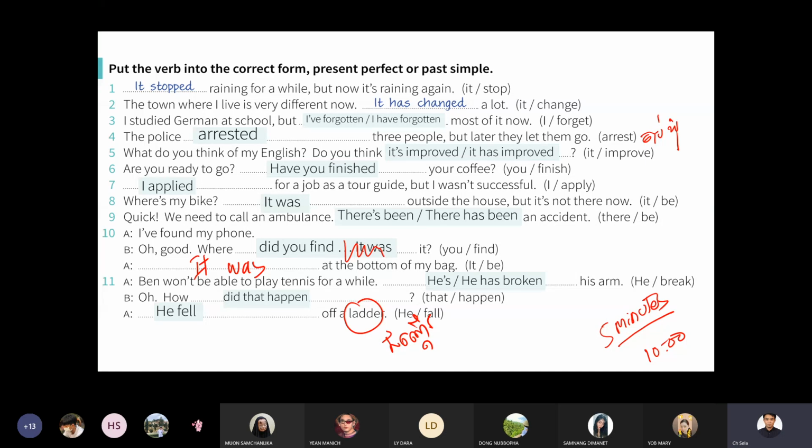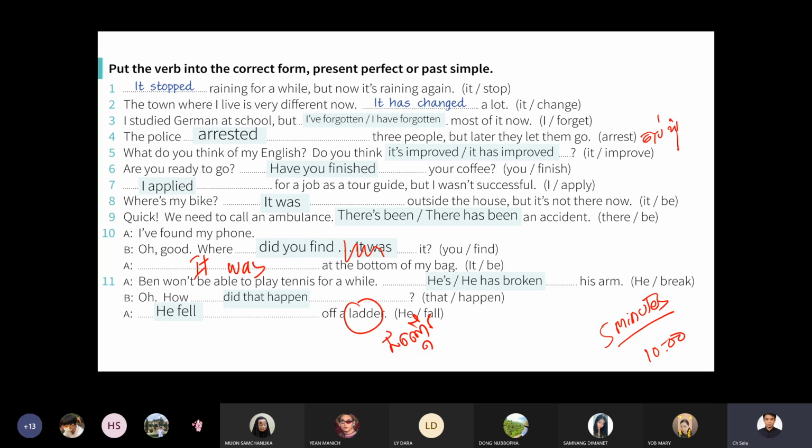Okay, now let's read this one again. Number 1, it stopped raining for a while, but now it's raining again. Number 2, the town where I live is very different now. It has changed a lot. Number 3, I studied German at school, but I've forgotten most of it now. Number 4, the police arrested 3 people, but later they let them go. Number 5, what do you think of my English? Do you think it has improved?